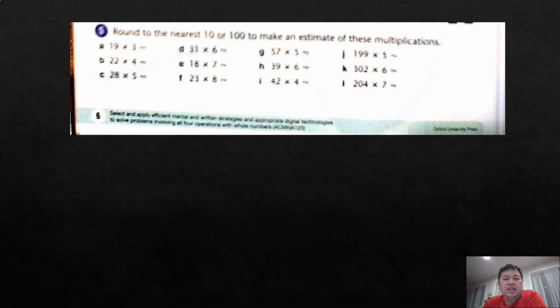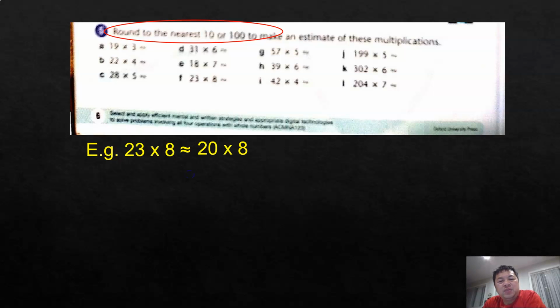So for this case, let's use one example, like 23 times 8. 23 is very close to 20. So that's why I can use estimation. Remember to use this wavy line. 20 times 8 is actually 160. Estimation is about 160. So the answer should be close to 160.